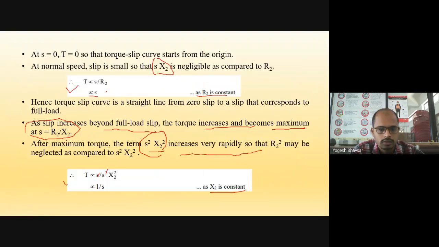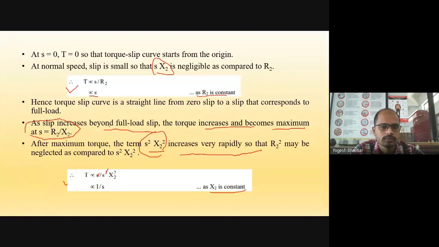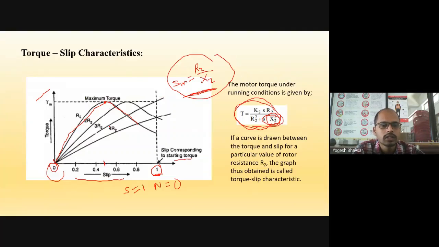So that's why the torque is decreasing after the maximum torque is achieved. This is the reason. Thus, the torque is now inversely proportional to the slip. Hence, the torque-slip curve is like a rectangular hyperbola. The maximum torque remains the same and is independent of the value of rotor resistance. Therefore, adding resistance to the rotor circuit does not change the value of maximum torque, but it only changes the value of slip at which the maximum torque occurs. Right? So this is the torque-slip characteristic of a three-phase induction motor.